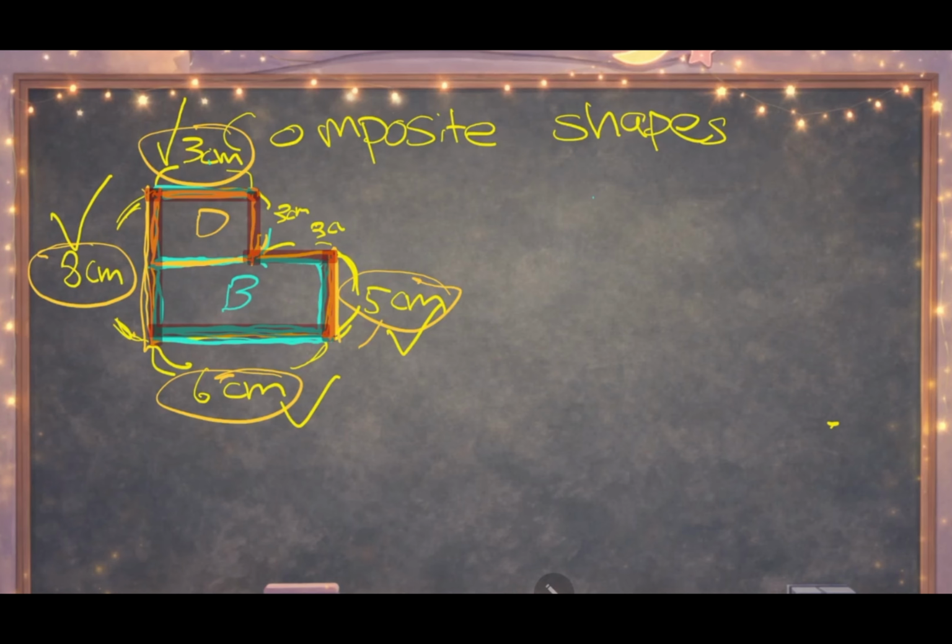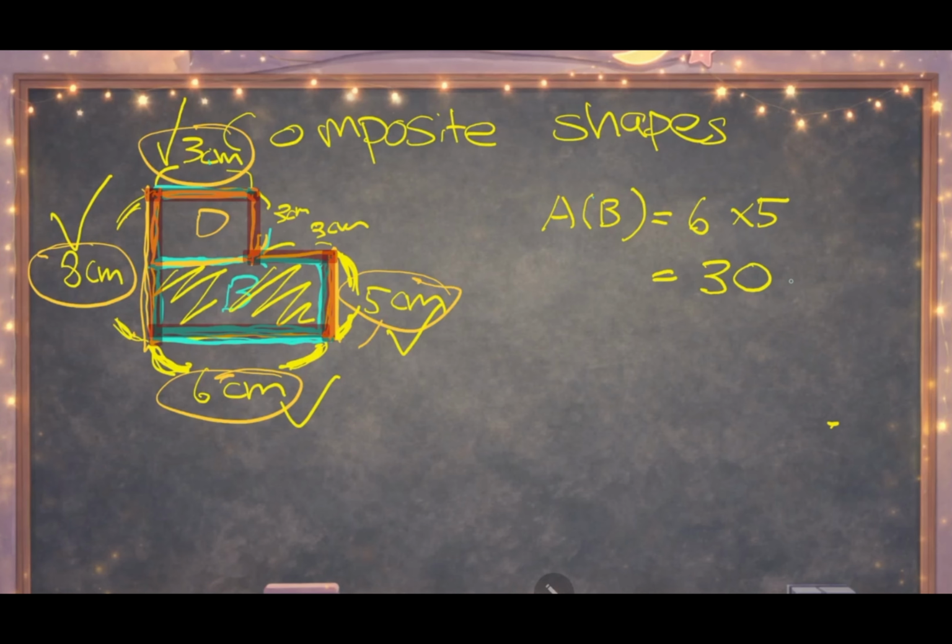And we will calculate the area of each of the rectangles and add them together. Let's start with rectangle B. So area of rectangle B equals 6 centimeters times 5 centimeters, because 6 centimeters is its length and 5 centimeters is its width, which equals 30 centimeters squared.